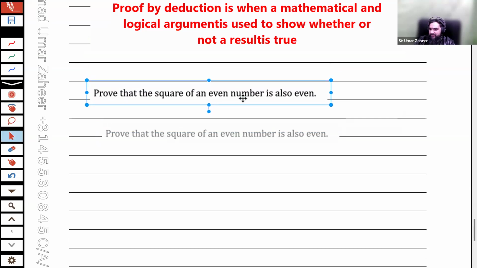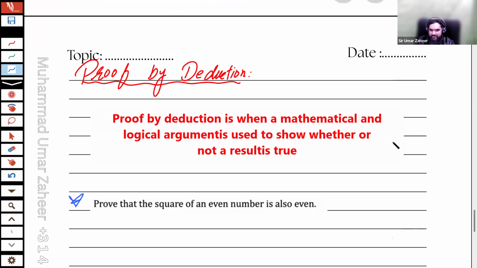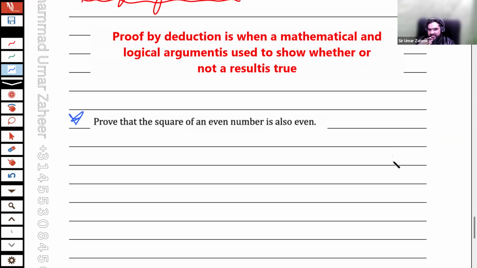Let's say he says prove that the square of an even number is also an even number. So what you will do, for example, you take any specific number. 2 square is equal to 4. 4 is an even number. Take 4 square, that is 16. Yes, 16 is also an even number. But here we have to prove it in general, and that is basically known as proof by deduction. So how do we show an even number?